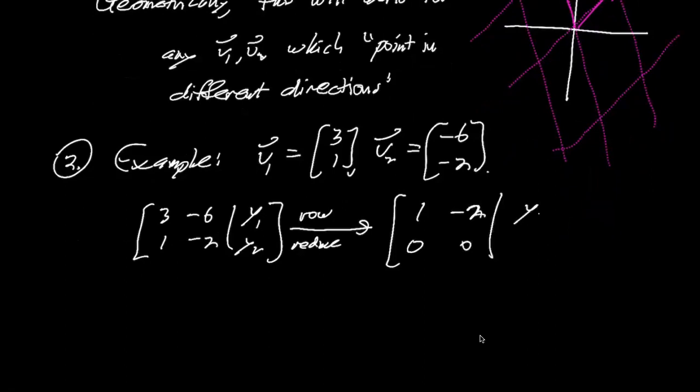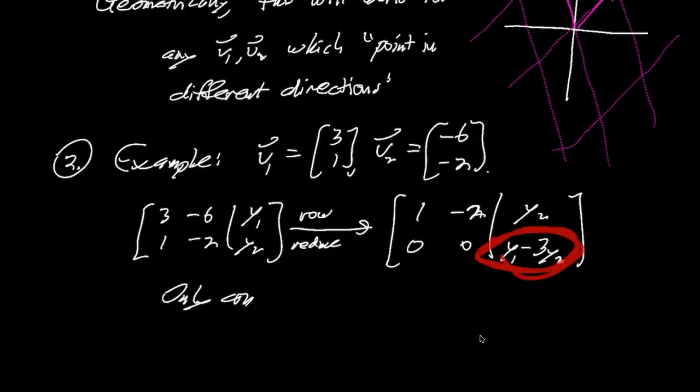This is actually going to be y2, because the first step was to switch row 1 and row 2. And then this is going to be y1 - 3y2, I think. And so this will only be consistent if y1 equals 3y2. It's only consistent if this is 0 right here, so only if y1 equals 3y2.